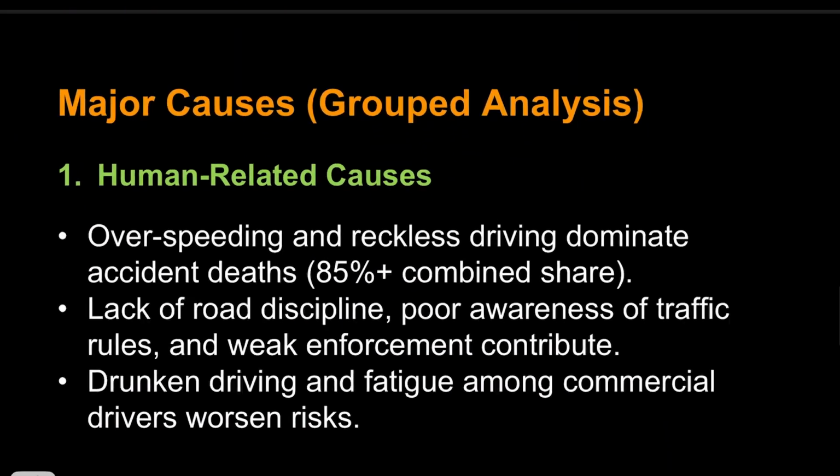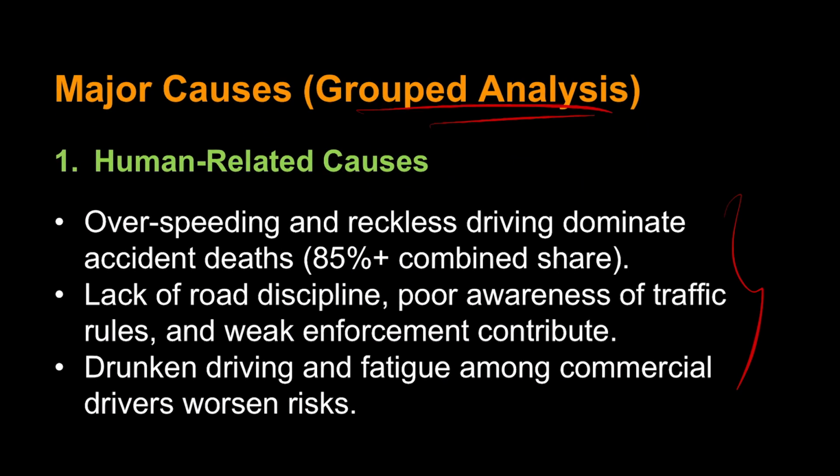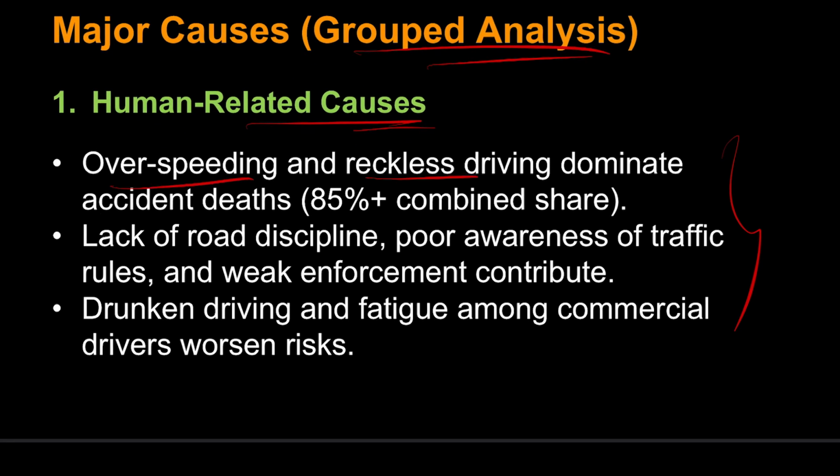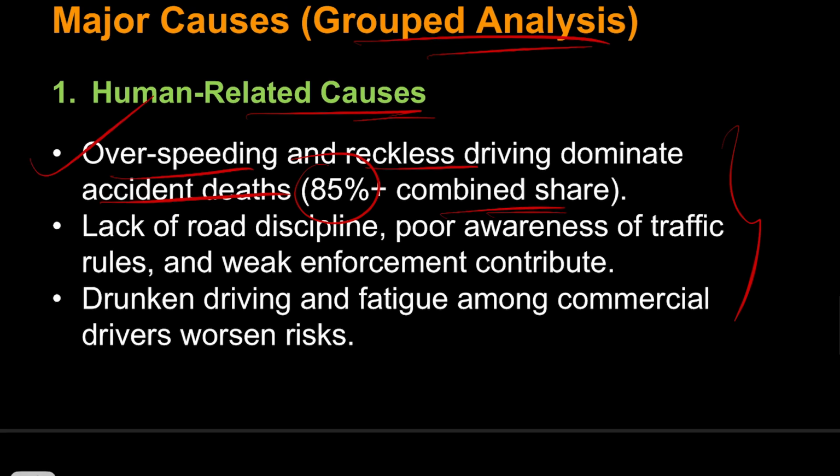Moving forward, what are the major causes? The grouped analysis. One is human-related causes, where overspeeding and reckless driving dominate the accident deaths, which we saw. An 85% plus combined share is from overspeeding and reckless driving. Second is lack of road discipline, poor awareness of traffic rules, and weak enforcement, which contribute to the deaths. And this is pretty much true pertaining to India, right?